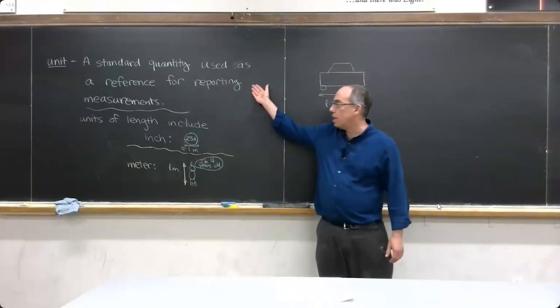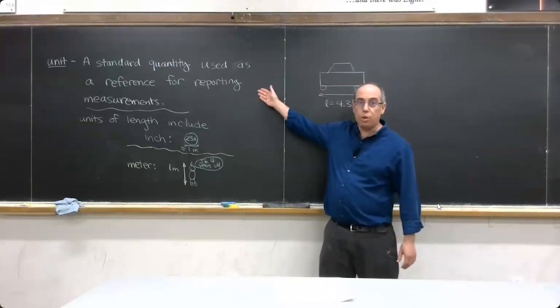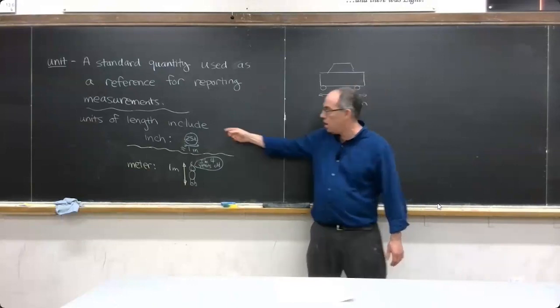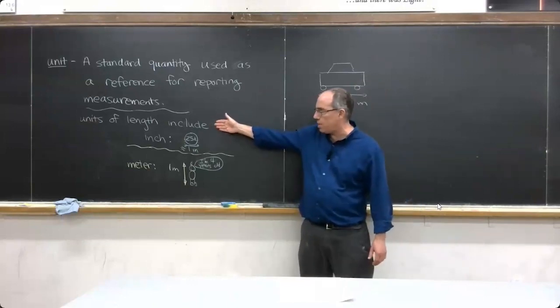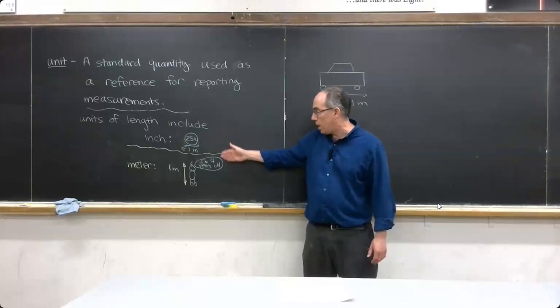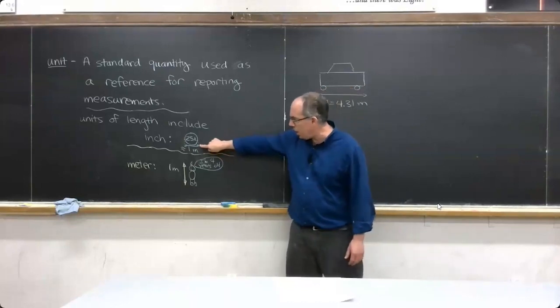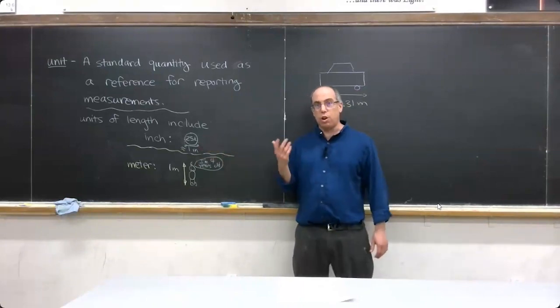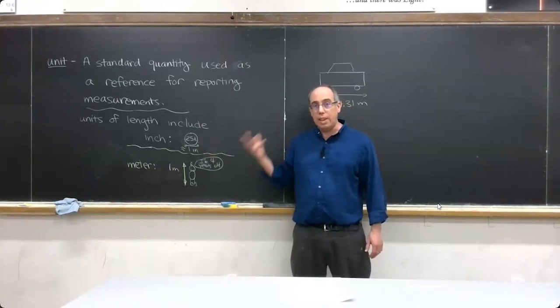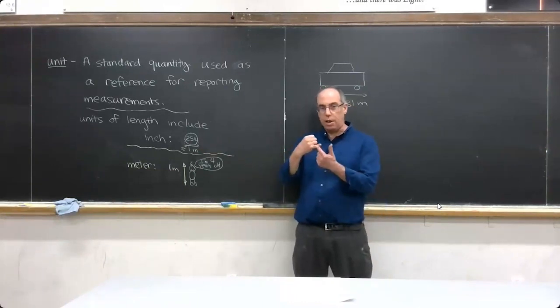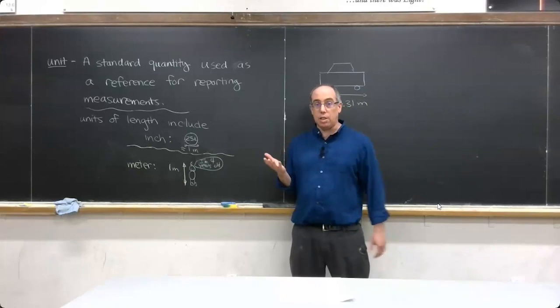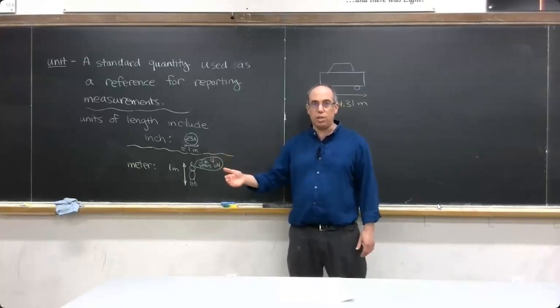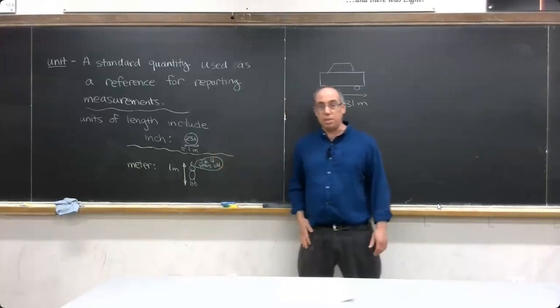So a unit is a standard quantity which we can use as a reference for reporting measurements. For example, units of length include the inch and the meter. An inch, as you may know, is slightly larger than the diameter of a quarter. So once we agree on what an inch is, I can then tell you, for example, that my pinky finger has a length of about 2.5 inches, and we all understand what that means then.